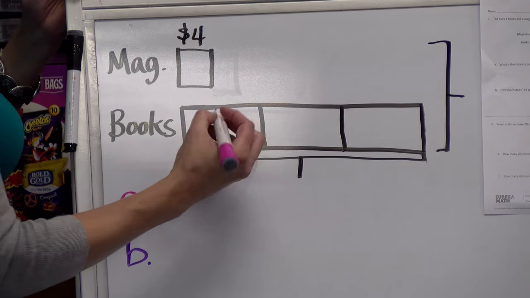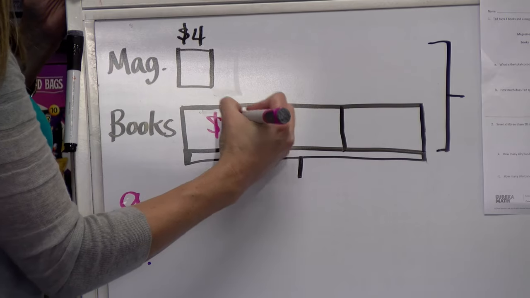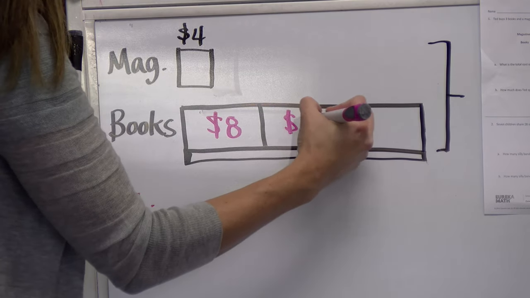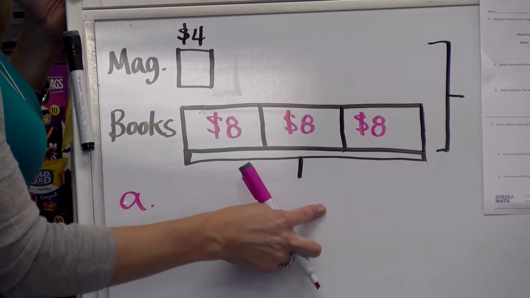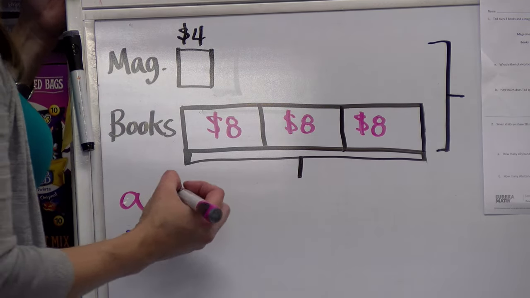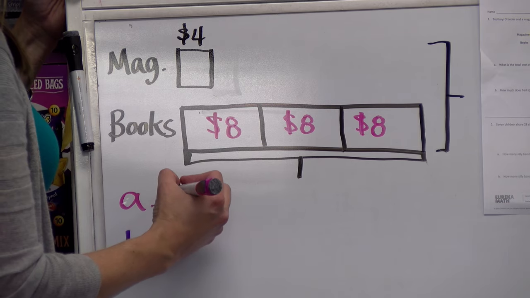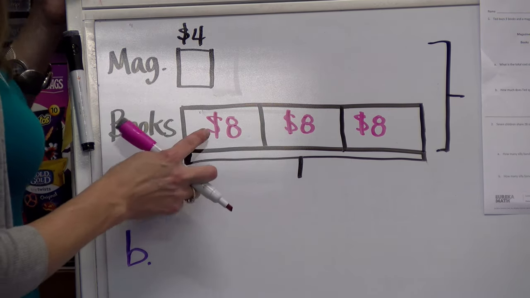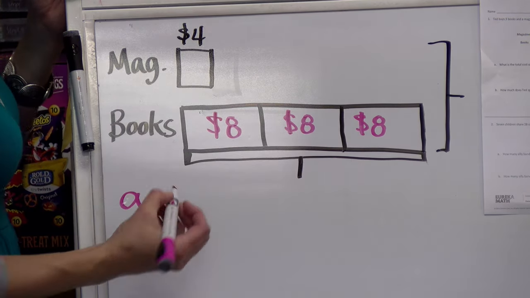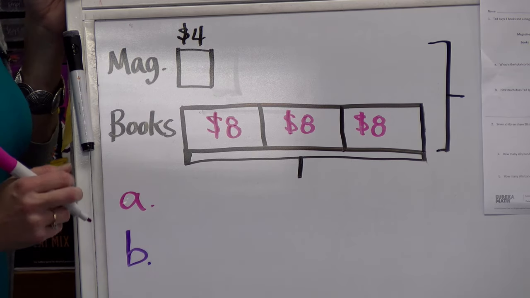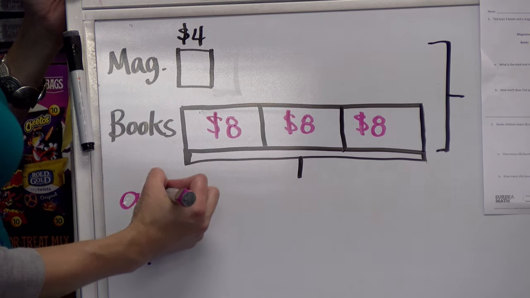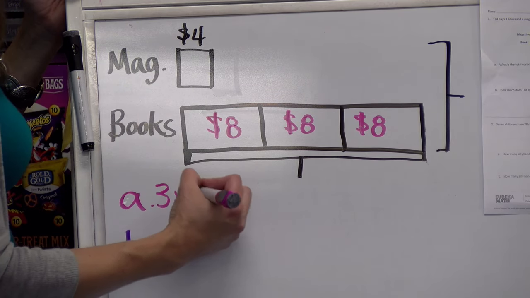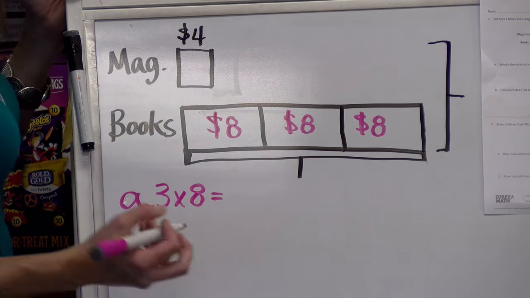How much does each book cost? $8. And part A says, what is the cost of the books? How many groups do we have? Class, listen to my question. How many groups do we have? Three. Three groups of? Eight.